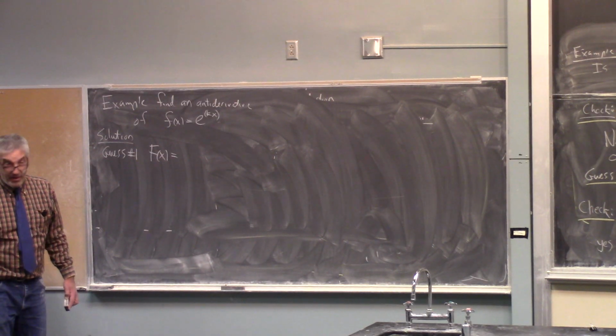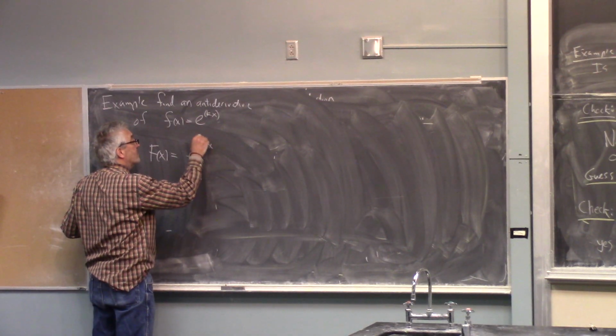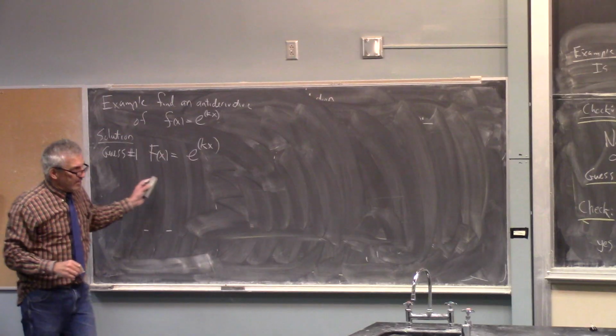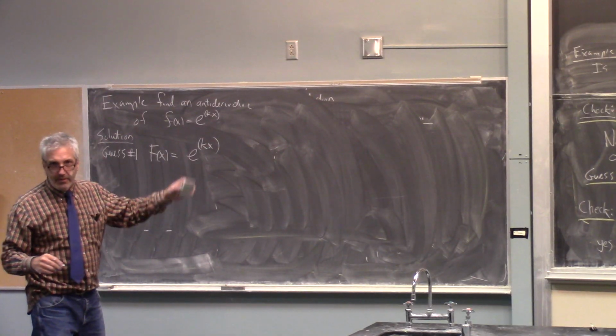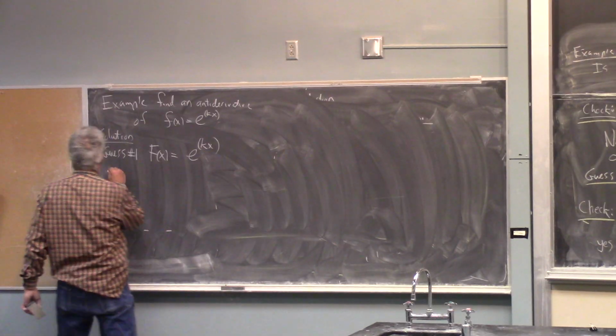We're going to use the guess and check method. Let's do this. Guess e to the kx, just because the derivative of e to the x is e to the x, so maybe the derivative of e to the kx is e to the kx. I don't know. Let's check.